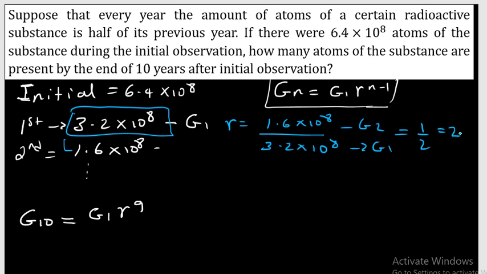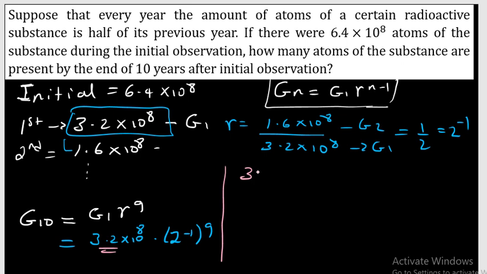1 over 2 means to the power of negative 1. Or you can take it as it is, 1 over 2. But 1 over 2 is the same as 2 to the power of negative 1. For calculation purpose, we can use it in this way. And what's G1? 3.2 times 10 the power of 8 times what is R, 2 to the power of negative 1, the whole to the power of 9. Okay. Now let us try to simplify.